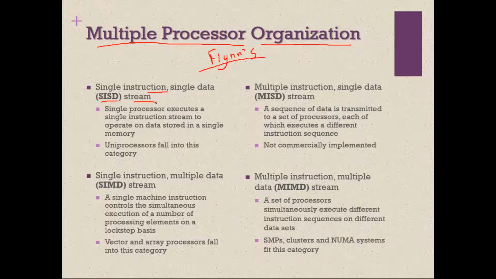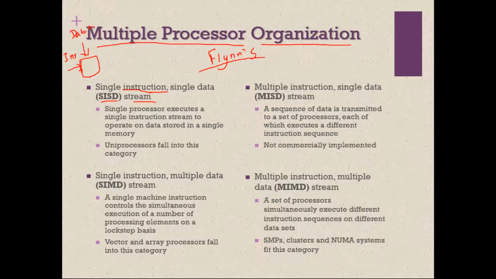Actually, in fact, this is not a multiprocessor at all. This is a very basic model proposed under Flynn's taxonomy, which says single instruction stream and single data stream, which means that there is only one instruction stream. At a time the processor is going to execute only one instruction, and it is going to operate on one set of data. One set of data, it's not just one data.